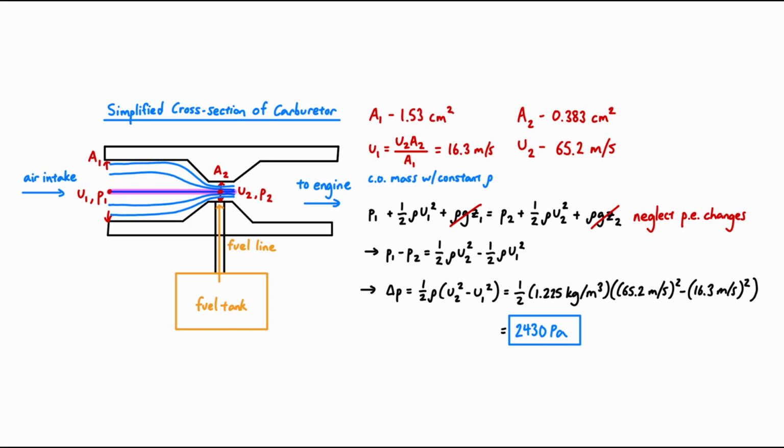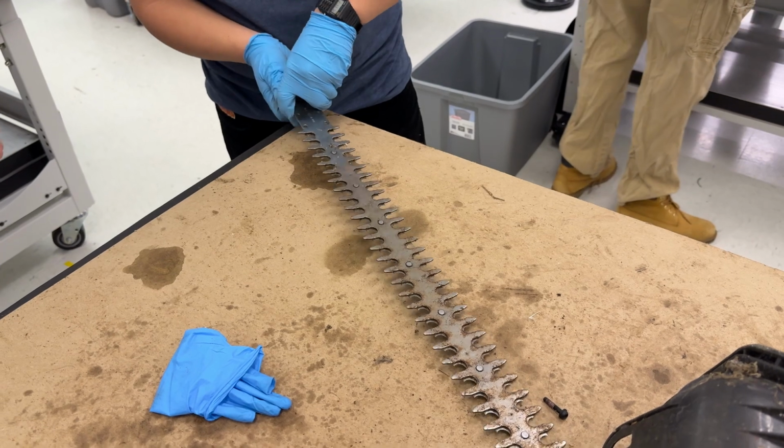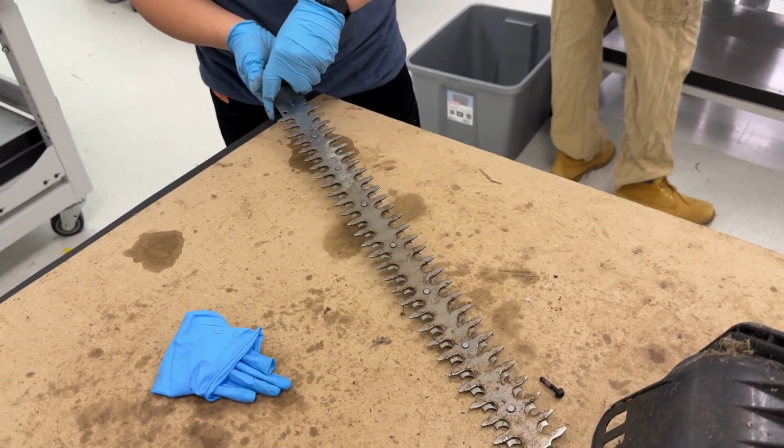Because this value is positive, this means that pressure 2 is lower than pressure 1. This means that there's a pressure drop at the throat, and this pressure drop causes the fuel to be injected into the carburetor. This fuel then mixes with the air and then enters the engine, ready to be combusted. As the air-fuel mixture gets combusted, the engine spins and turns the rotating motion into a translational motion. This translational motion moves the blades back and forth, cutting your hedges.